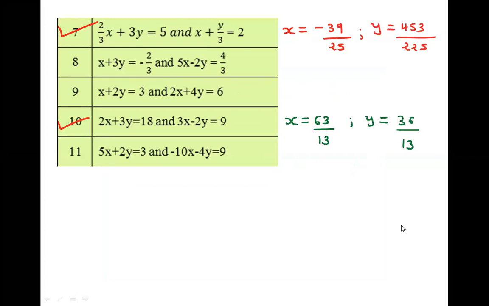9 is 0, y is 3 by 2, and x is 0. No, no, student, not. Divya, you can look at the 9th question. I have not done it for you. I gave you the 10th and 7th. If I'm free, then I will solve all the questions.